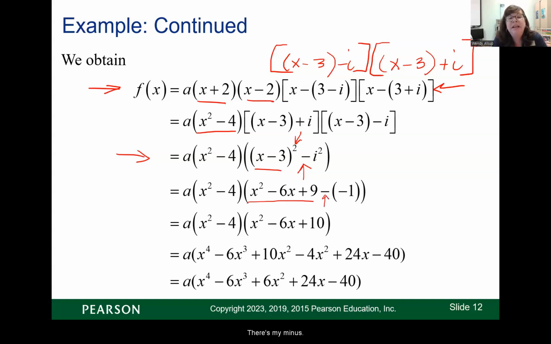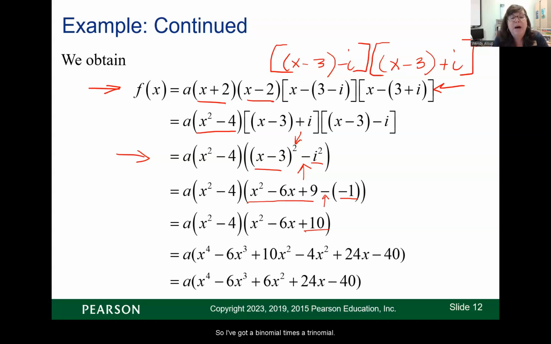Minus, there's my minus, and i squared is negative 1. So now I've got minus negative 1, and I just need to be careful. It's not terrible. This is Algebra 2 simplification. We just need to keep it straight and make sure we're writing it neatly and correctly so we don't make careless errors. So now I have x squared minus 6x plus 9 minus a negative 1, which is plus a positive 1. 9 plus 1 is the 10. And now we have all this, x squared minus 4 times x squared minus 6x plus 10.